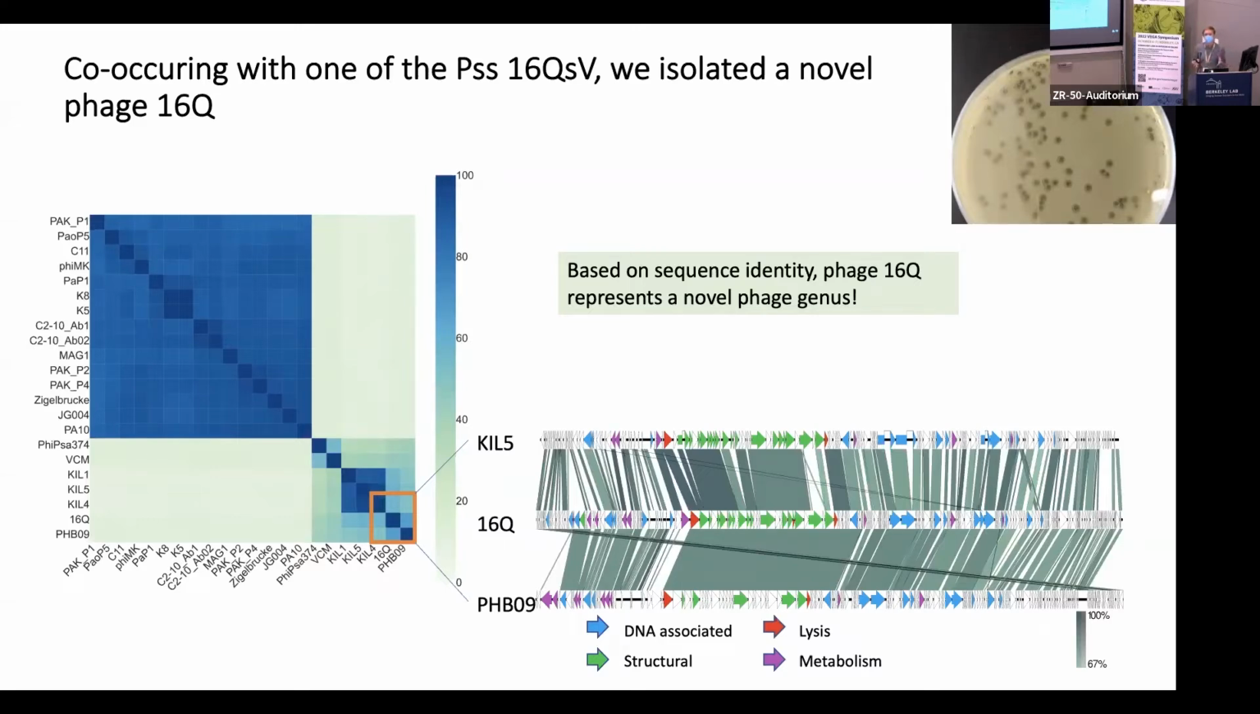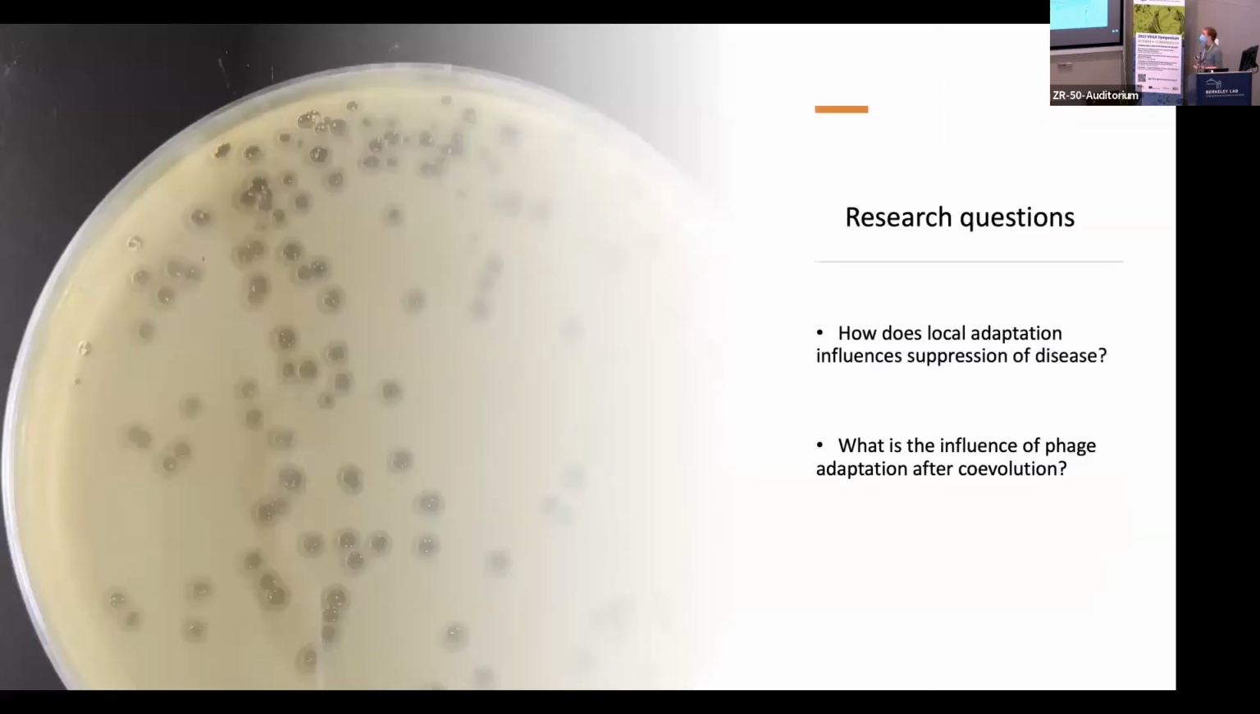So we have here this nice system of a sympatric strain of PSS and a phage, and an allopatric strain that was isolated a few years later. This gives us the perfect playground to ask ourselves questions on how local adaptation influences phage effectivity in a biocontrol setting, and how coevolution influences these principles of local adaptation. And this is what I will be talking about today from the phage perspective.